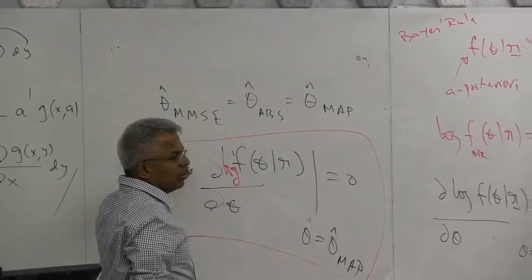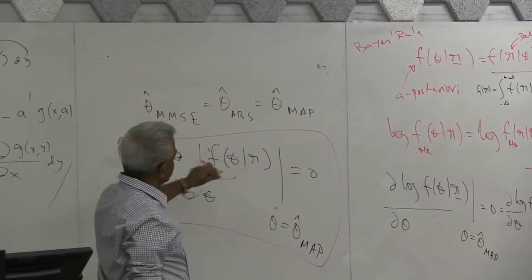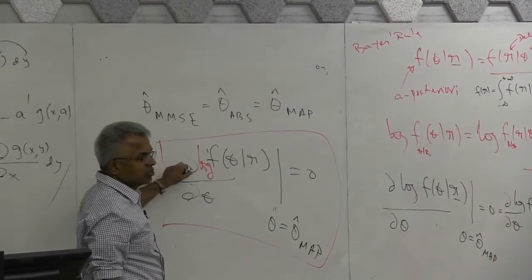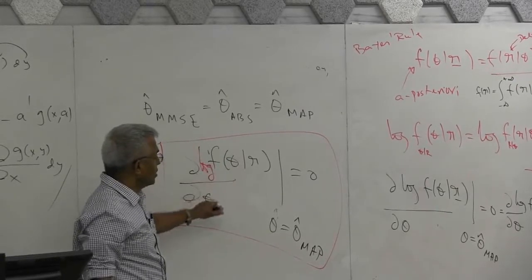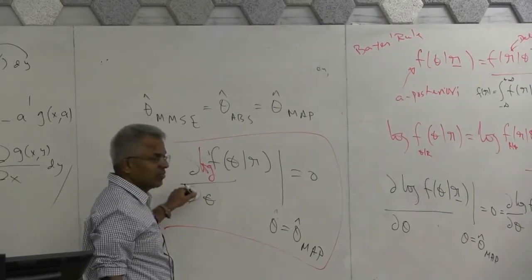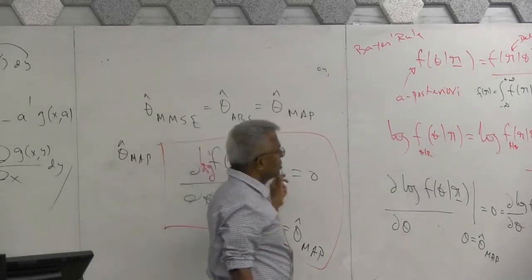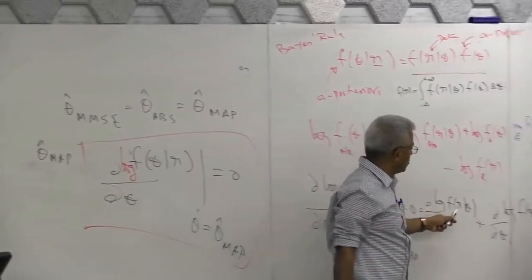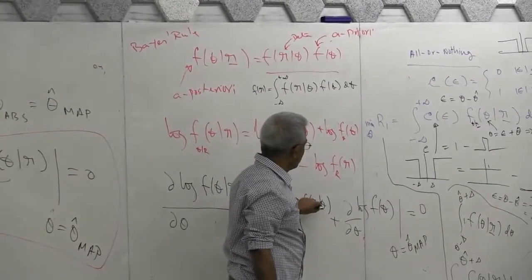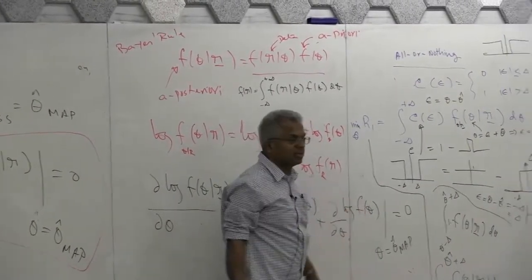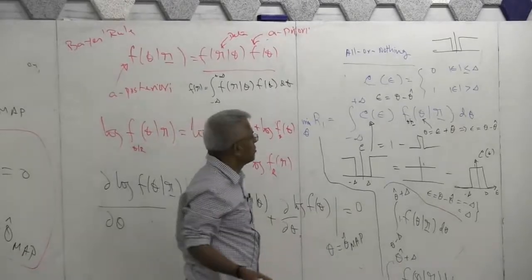So remember, MAP, you don't try to look at it, you use, if the density function is smooth and differentiable, you can just take the derivative of the density function or the derivative of the logarithm. Or instead of this, you can also use the Bayes rule and take the derivative of the logarithm of the r given theta and f theta, right? So let me do a problem at this point.